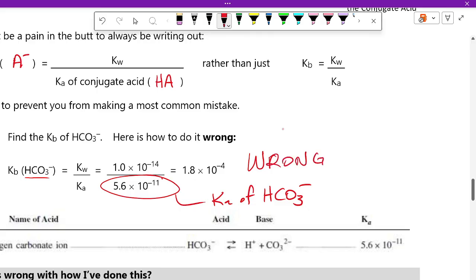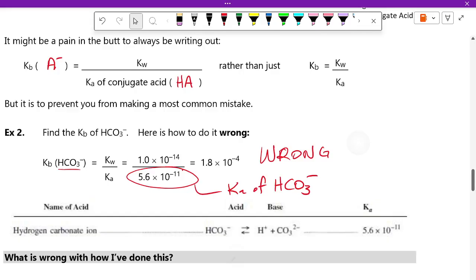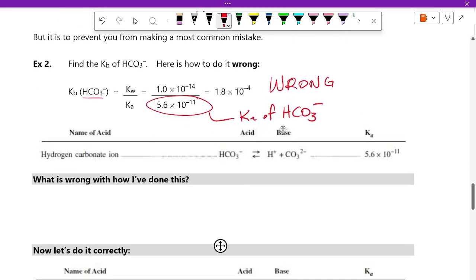What's wrong with it? I used the Ka of the base rather than of its conjugate acid. So you really have to watch out when it is amphiprotic. If it's like A minus, what are you going to do? There's no Ka for A minus, right? So you would use the Ka of the conjugate acid. But when it's amphiprotic, that should say 4.